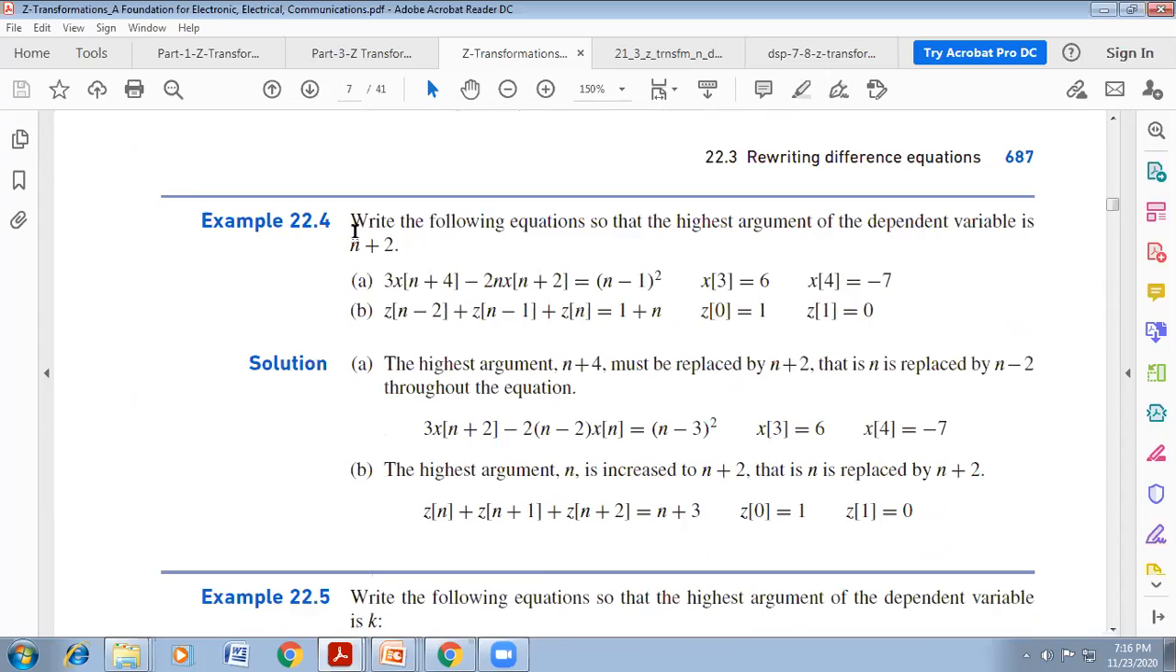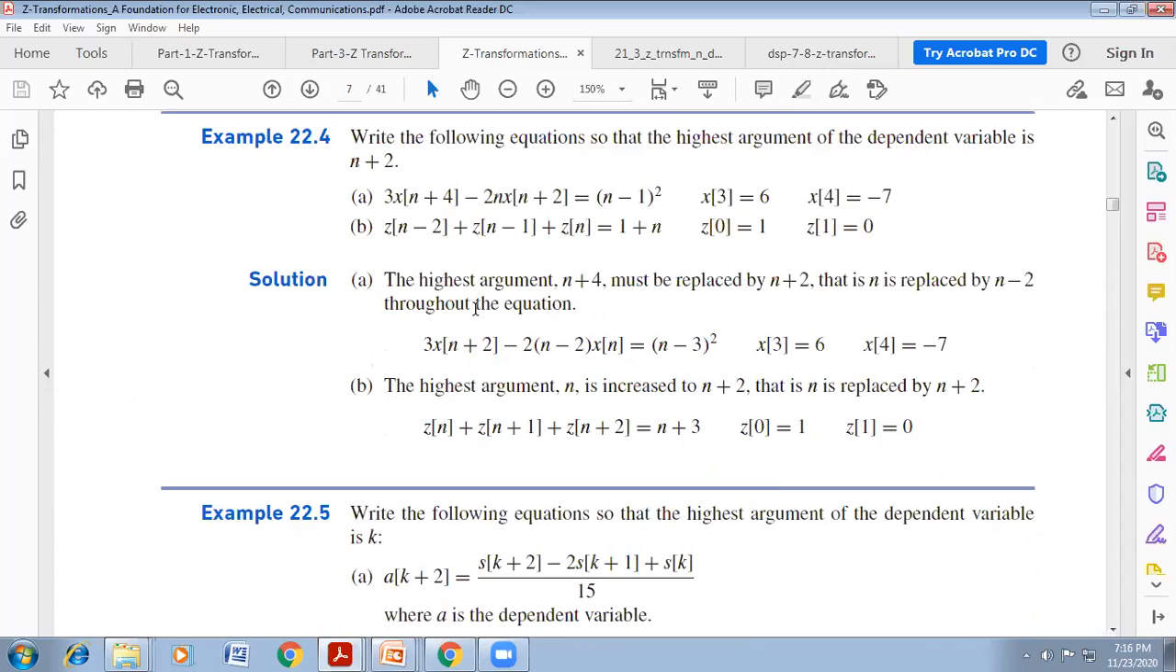Similarly, this example you can rewrite. It is homework for you. Write the following equation. The highest argument of the dependent variable is n plus 2, just making n plus 2. The highest in the first equation is n plus 4. So we can replace n by n minus 2, and the initial condition will be the same.